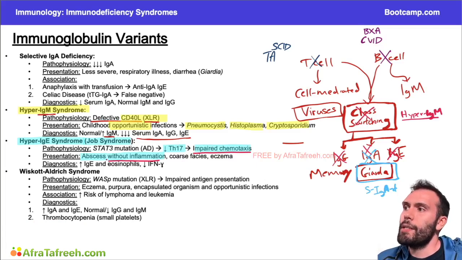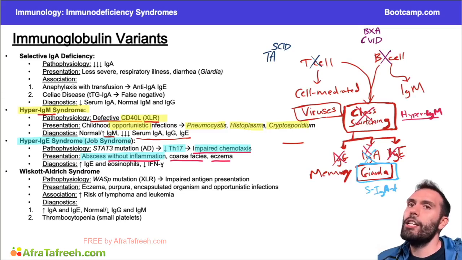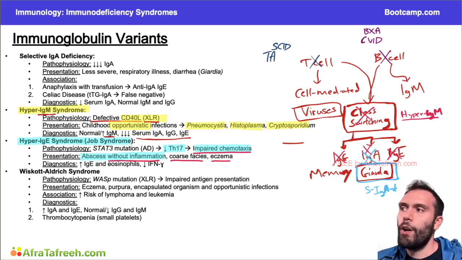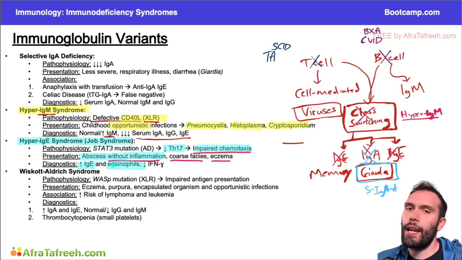And the way this is sometimes differentiated, and you can see there's other features here, coarse facies, eczema, but the way that you want to differentiate this is, again, you want to look at the labs. In leukocyte adhesion deficiency, we talked about some classic presentations, okay, and I won't go into all the details here, but there are certain markers that you're looking for, like CD18 in leukocyte adhesion deficiency. Here, the diagnostics you're looking for are elevated IgE and eosinophils, which are very classic for this hyper IgE syndrome.